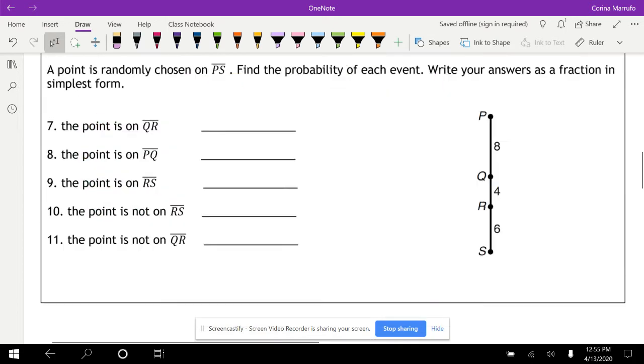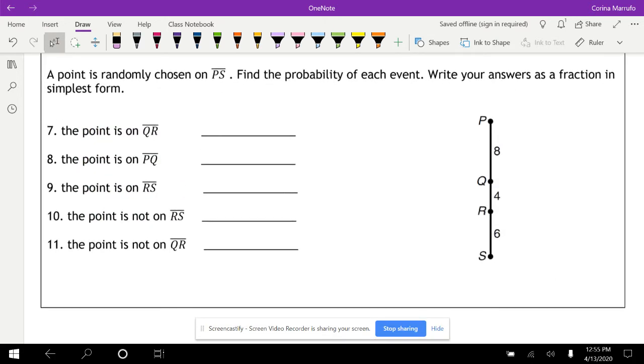All right, the next section. So it says a point is randomly chosen on PS. So here's from P to S. Is this whole thing from here to here? We want to know what's the probability of landing anywhere on this line. So the total distance from here to here, if we add 8 plus 4 plus 6, is going to give us 18. Okay, so from there to there is 18 from P to S.